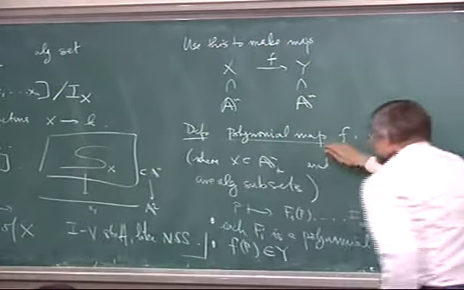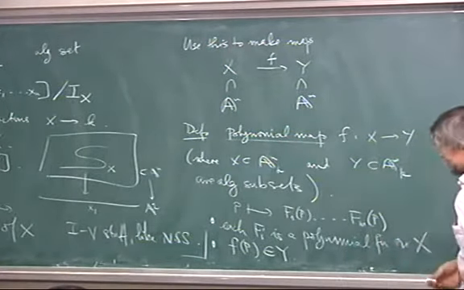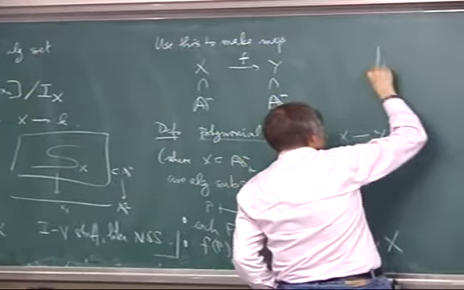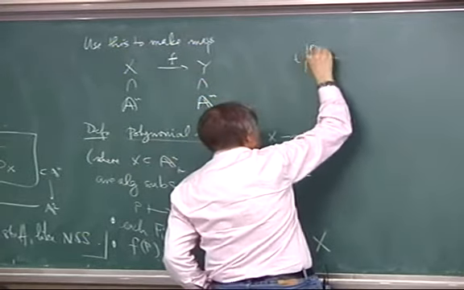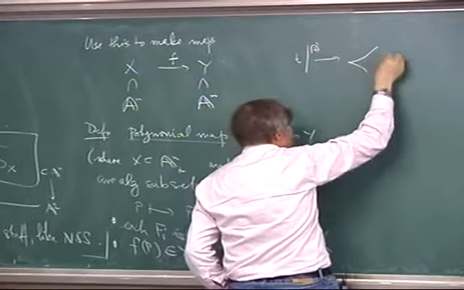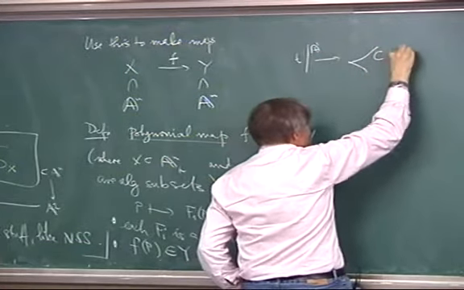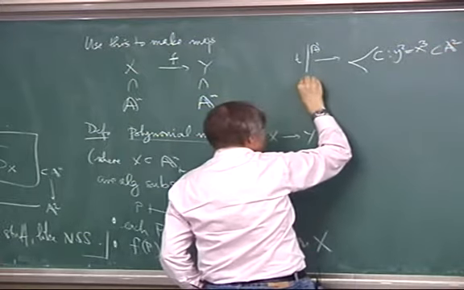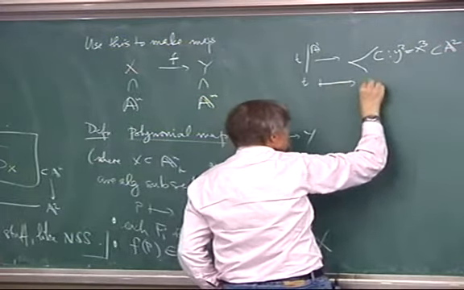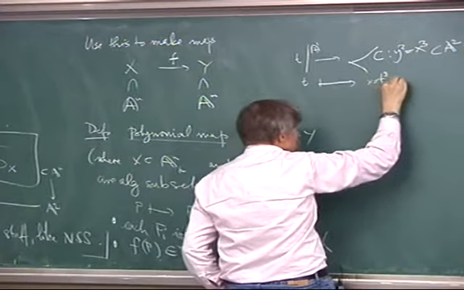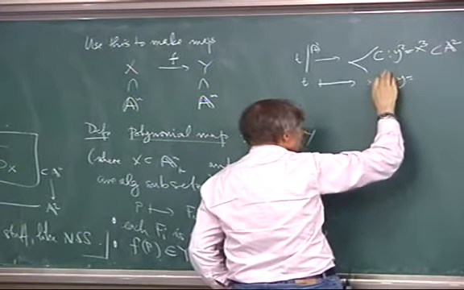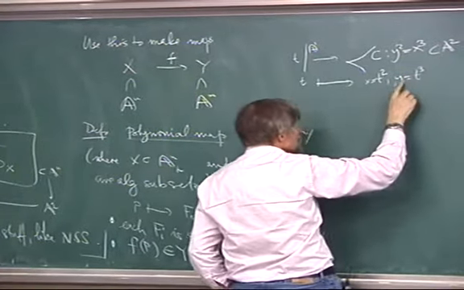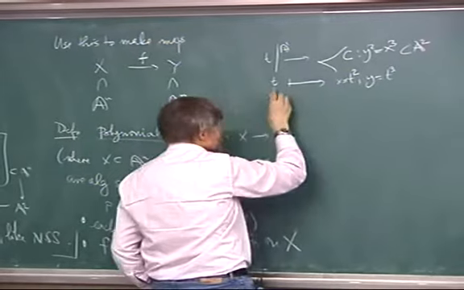Right, so I'm trying to define what I mean by a polynomial map, and of course we already have some ideas. For example, when I did this map, A^1 maps to the curve C, y squared equals x cubed in A^2. I do this by mapping t to x equals t cubed, y equals t squared, or the other way around, x equals t squared, y equals t cubed. Okay, and so this is a polynomial map.